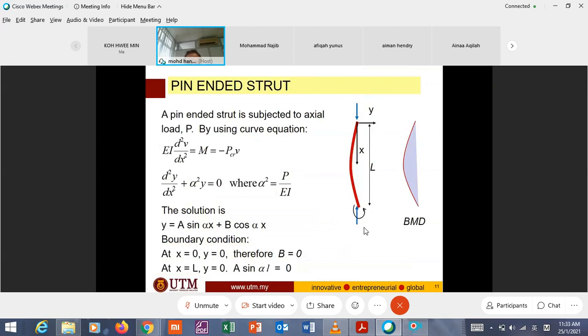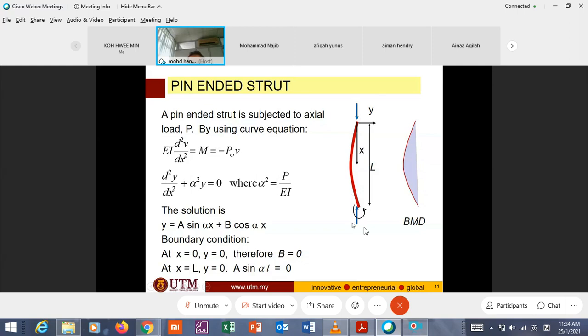Now comes the mathematical derivation. It is quite difficult. A pin-ended strut is subjected to axial load. By using the curvature equation, the same equation that we derived in beam deflection, EI d squared y over dx squared equals M, and you have P here.